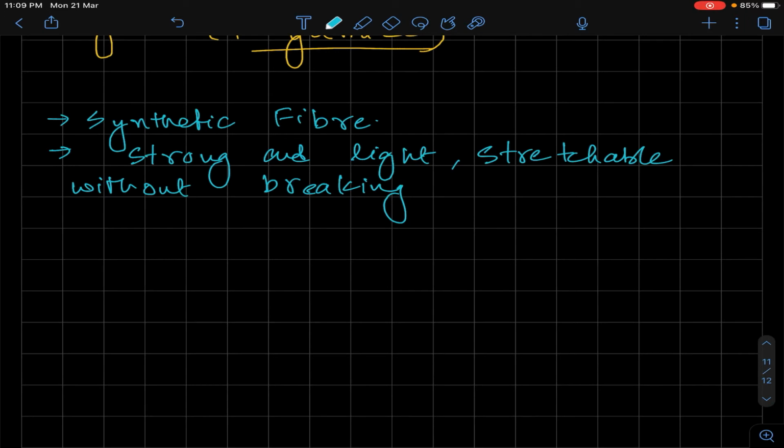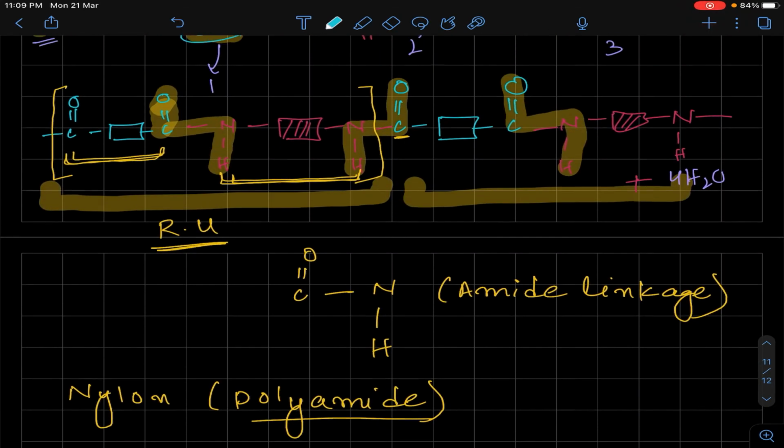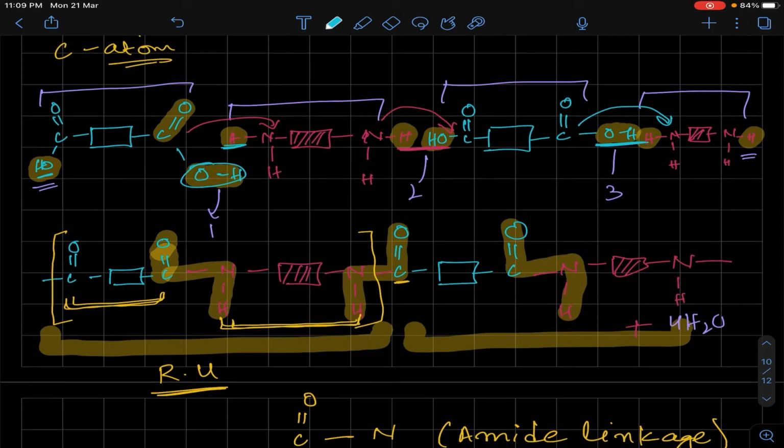and it is made up of two different monomers. So it is a copolymer. We already have discussed this, but just to make sure that you remember it, it is a copolymer, that means made of two different monomers, right? It is also known as polyamide because it contains a large number of amide linkages, right? So this is the structure of nylon. A dioic acid gets linked to diamine, and we get this sort of structure which is known as polyamide, or you can call it nylon, right?